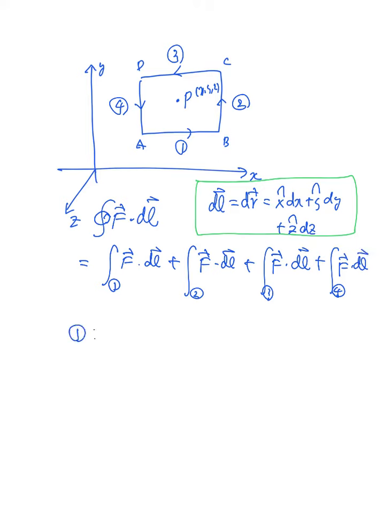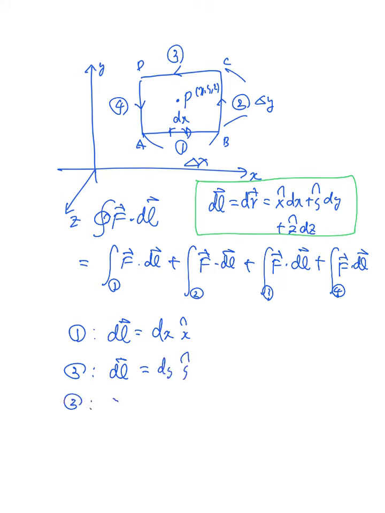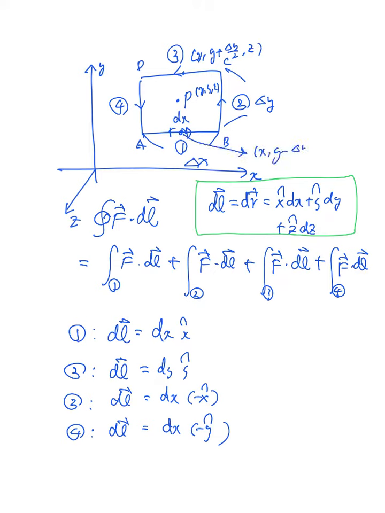So on path 1, dl is actually in the x direction, delta x dx in the x direction, and assuming that this whole length is delta x, this whole length is delta y. In path 2, dl is in the y direction. In 3, dl is in the minus x direction, and in 4, dl is in the minus y direction. So assuming that this position is (x, y plus delta y over 2, z), and this midpoint is (x, y minus delta y over 2, z).